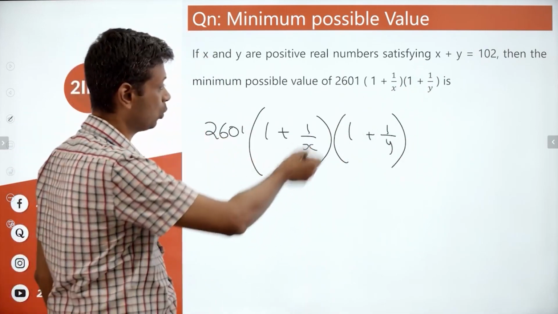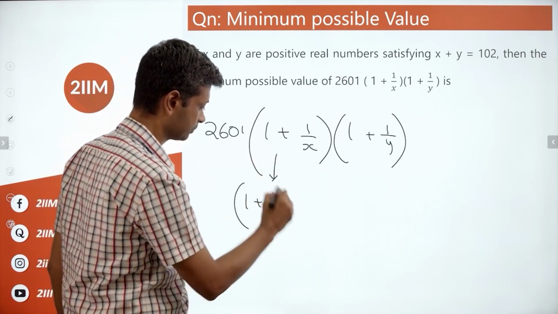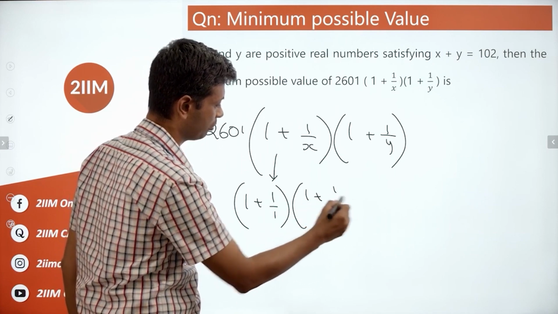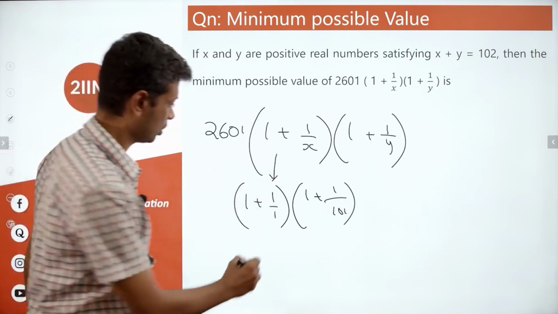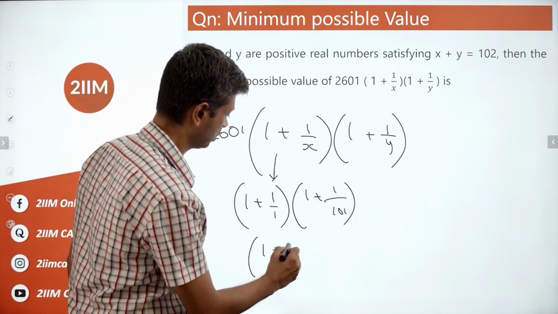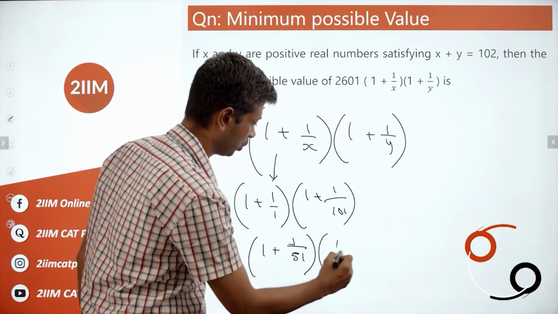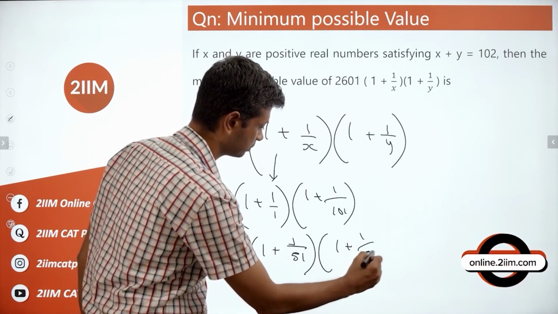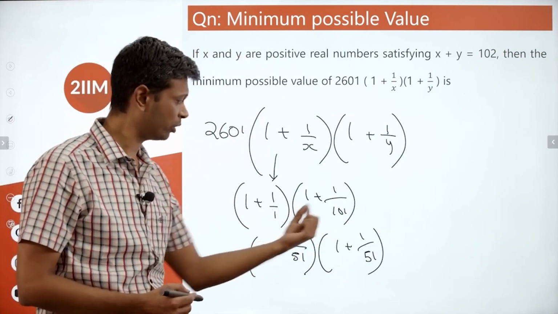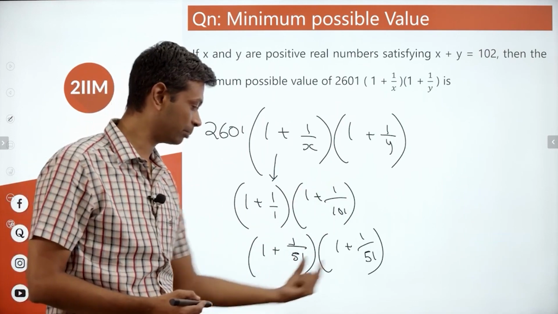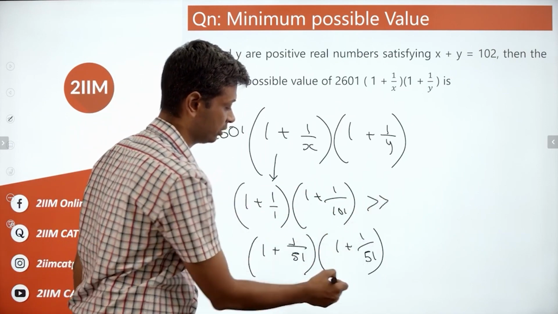Let's put x is 1, y is 101. We worry only about this. 1 plus 1 by 1 into 1 plus 1 by 101. This is one possibility. Or we're talking about 1 plus 1 by 51 into 1 plus 1 by 51. This is barely more than 1, but this is 2. It's 2 into 1 point something. Both of these are barely more than 1. And so this is going to be way greater than this.